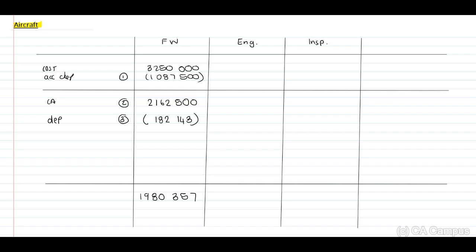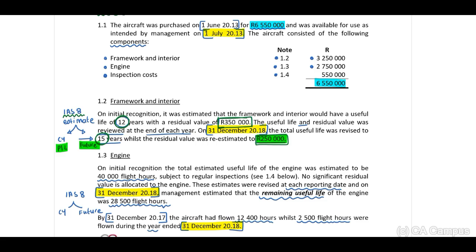Now, let's refer back to our given information. We are able to tick off our framework 1.2, 1.3, our engine. They indicate to us on initial recognition, they've estimated 40,000 hours. And then they indicate to us, these estimates were revised at each reporting date, and on 31 December 20.18, management estimated that the remaining useful life of the engine was 28,500 hours.